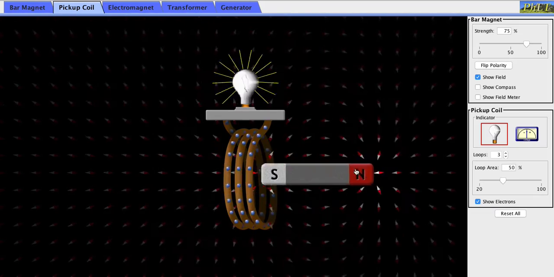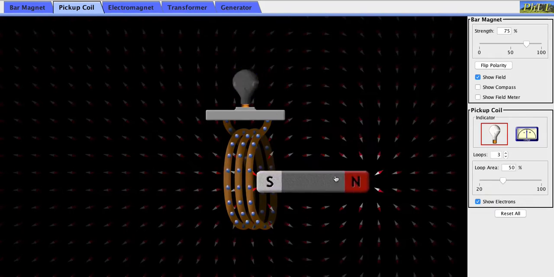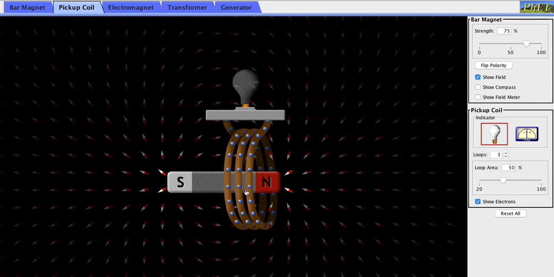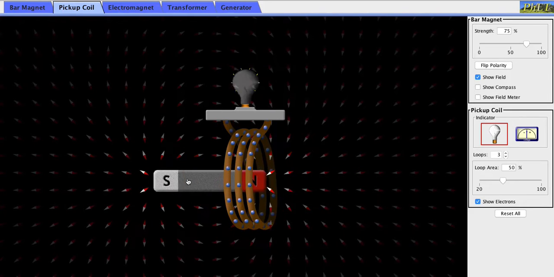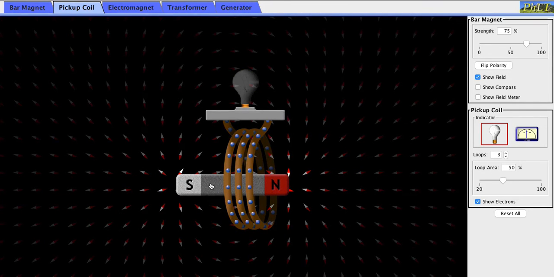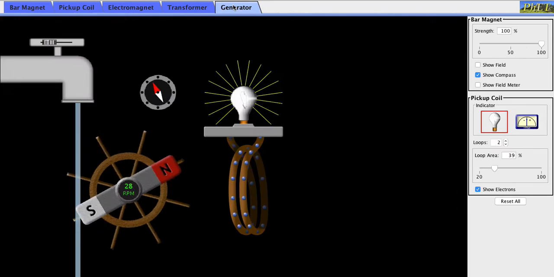Okay. Now what would be cool is if I could have some kind of mechanism that would move either the magnet or the coil so that I could generate electricity, because as you can see here, I'm the one who's moving the magnet, and I'm probably wasting more energy than I am producing by moving the magnet back and forth. Okay, so what I'm going to do is go to the generator.